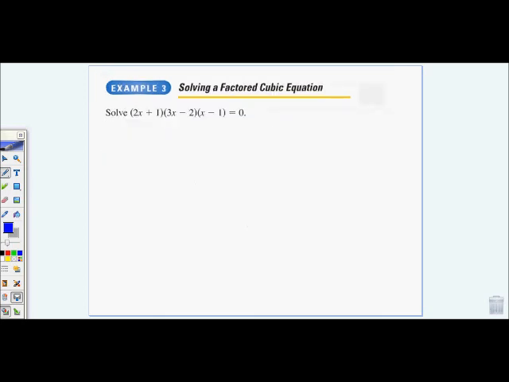Example 3, this time we have a factored cubic equation because we have 3 factors. The same holds true: to get to our product of 0, one of these expressions has to equal 0. The only thing that's different is we now consider the possibility of each one of them equaling 0.